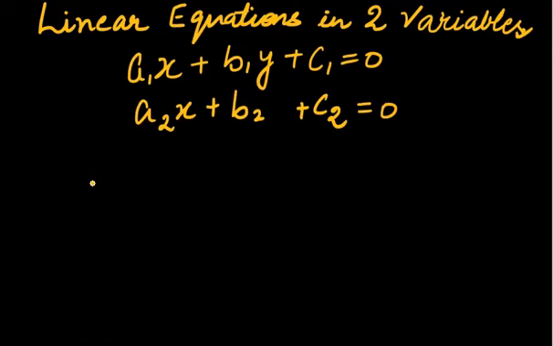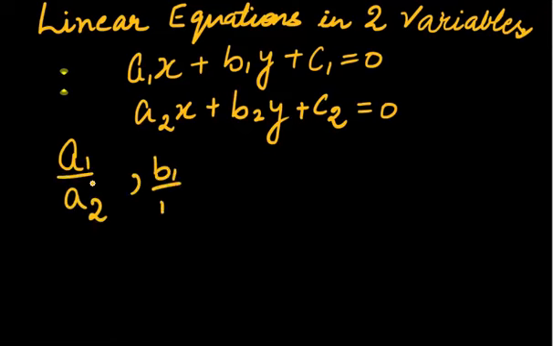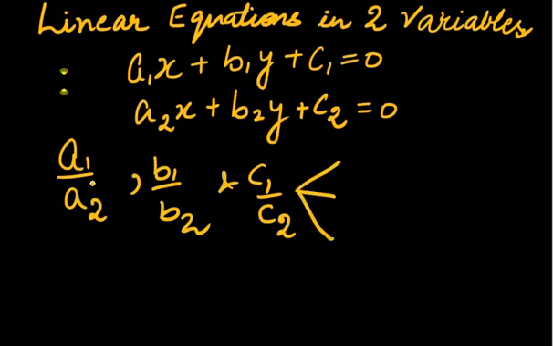Dear students, in the previous video, we saw that linear equations in two variables can be written in the form a1x + b1y + c1 = 0 and a2x + b2y + c2 = 0. Now, if we find the ratio a1/a2, b1/b2 and c1/c2, there will be three cases. And what will be these three cases?